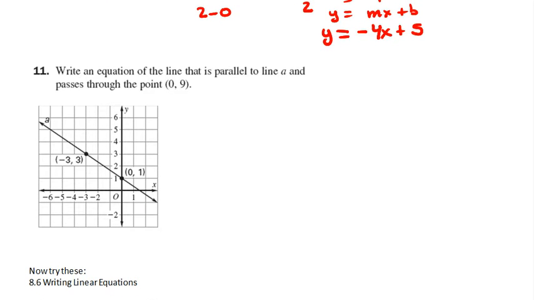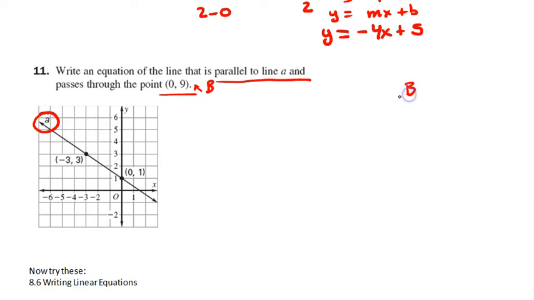Alright, now let's try it by identifying a line that is parallel to a line that passes through a certain point. So the line they're talking about is the line right here in the graph, line A. Now if it's parallel, I know that they're going to have the same slope. So if I identify the slope of line A, I should be able to identify the slope of the line here. So let's call this line we're trying to find line B.